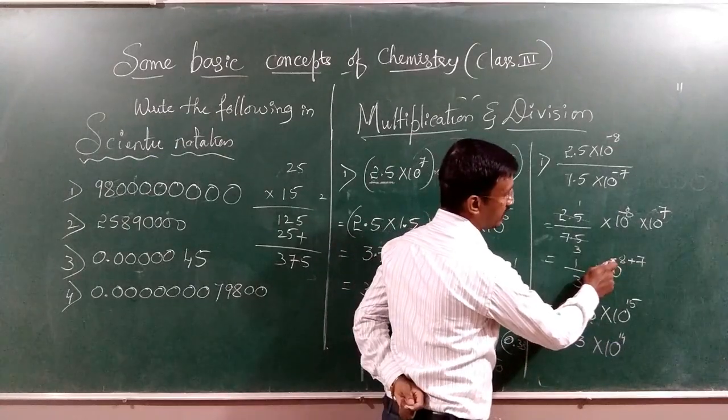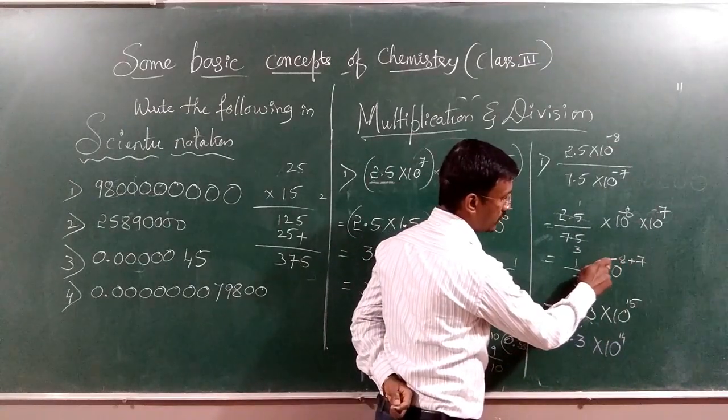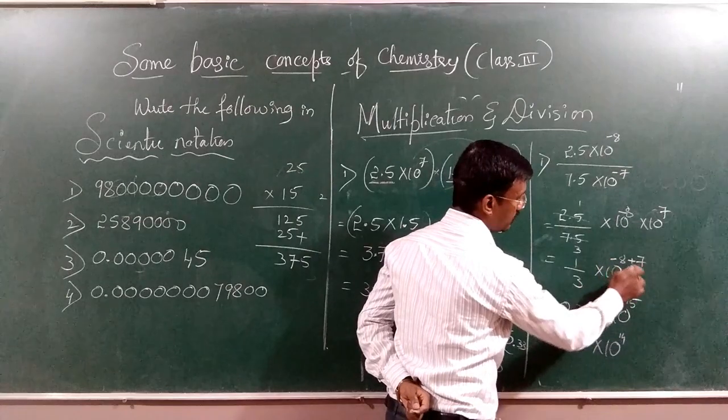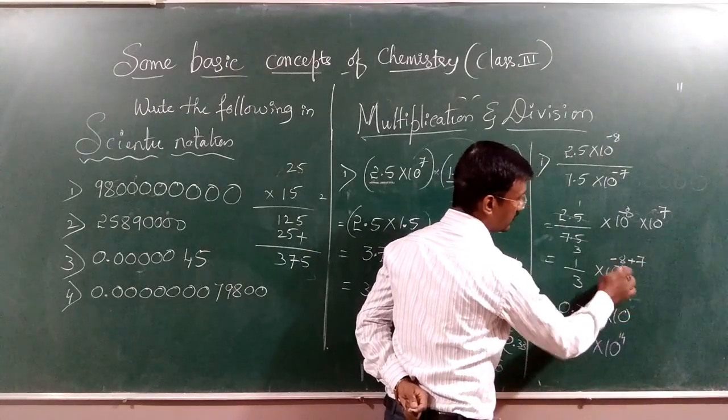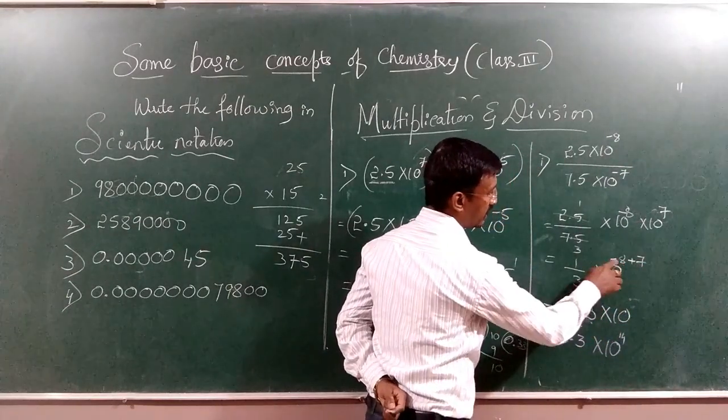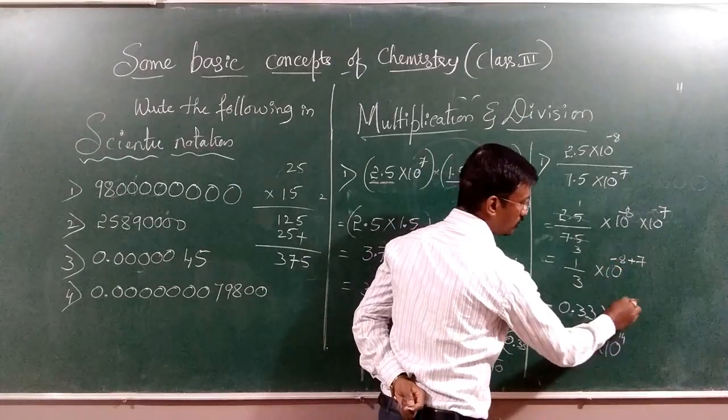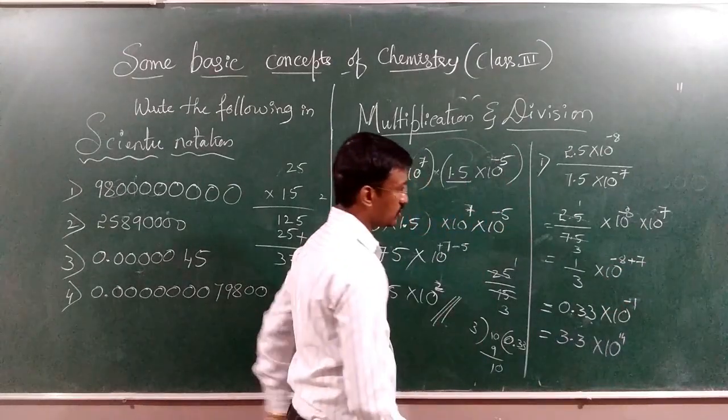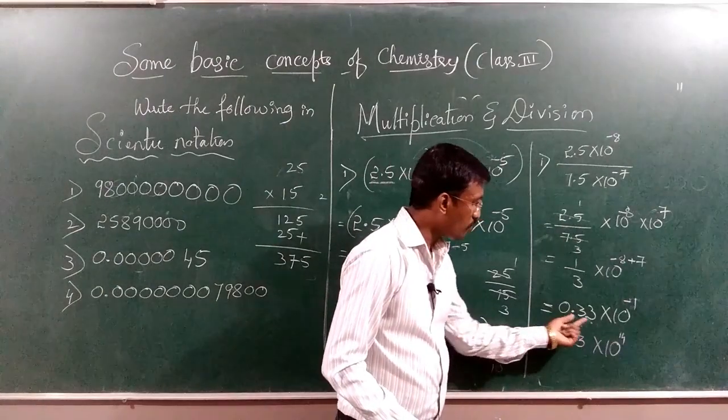Here 8 is the greater number. The greater number carries the negative sign. Therefore, 8 and 7: by subtracting 7 from 8, the value is 1. The greater number 8 carries the negative sign. Therefore, 10 raised to minus 1. So, next one is 0.33.